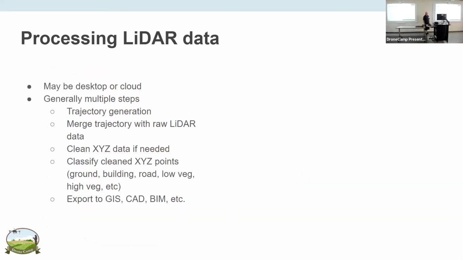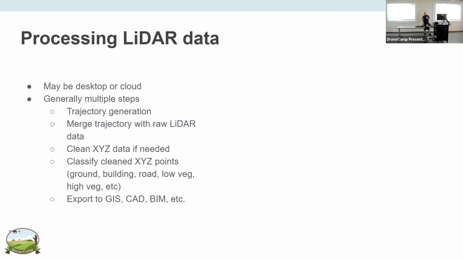So to process the data, there are various softwares. Some of them are cloud-based, some of them are local. There's usually a bunch of steps involved. The first thing that you usually end up doing is taking the trajectory data, that is the INS data, the GNSS or the position and attitude data, and running it through a process to generate what we call a trajectory. It's basically where the sensor went and how it was pointed. That's separate from the range data that you got from the LiDAR.